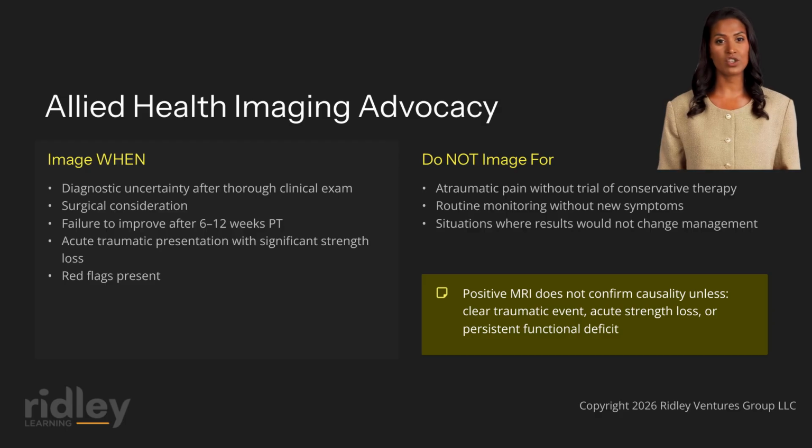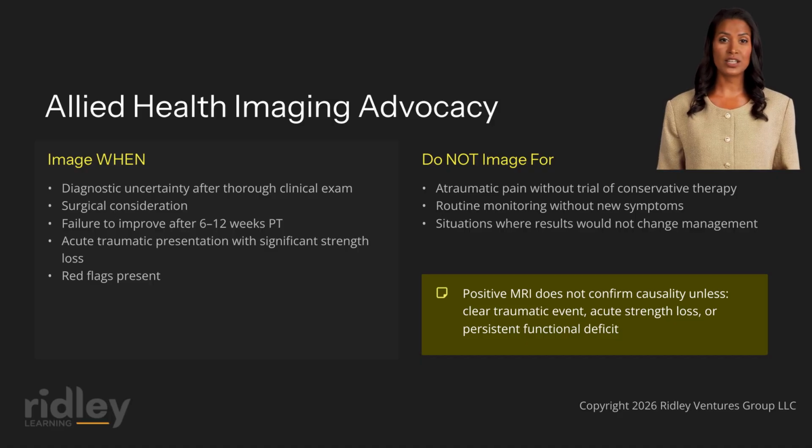Allied health professionals should advocate for imaging based on clinical indications rather than routine protocols. The 2025 AAOS and JOSPT guidelines emphasize that imaging should be reserved for specific circumstances: diagnostic uncertainty after a thorough clinical examination, consideration of surgical intervention, need for information on tear extent or muscle degeneration, failure to improve with conservative treatment after 6 to 12 weeks of physical therapy, acute traumatic presentation with significant strength loss, and clinical red flags suggesting fracture, dislocation, or other serious pathology.